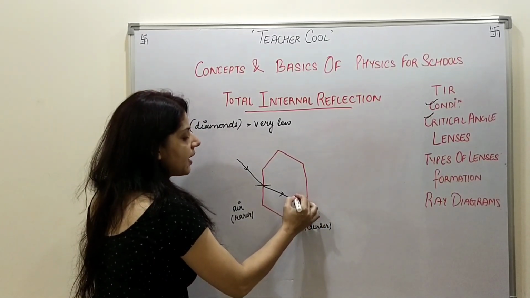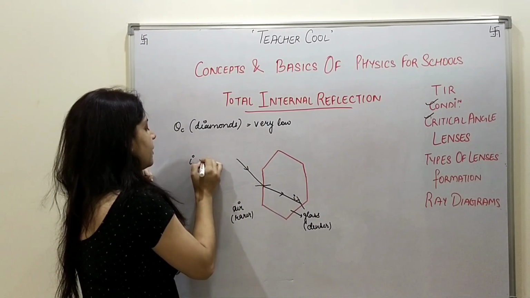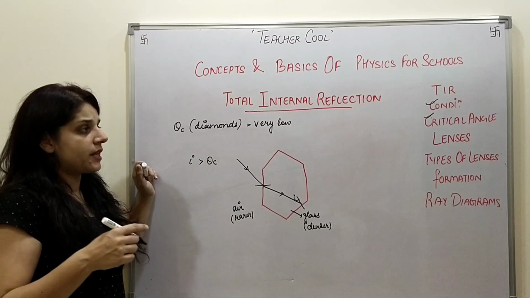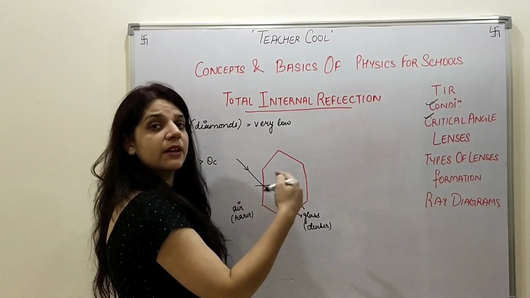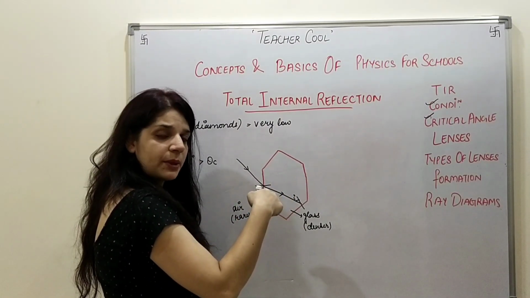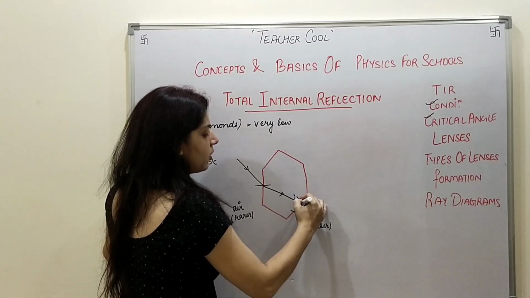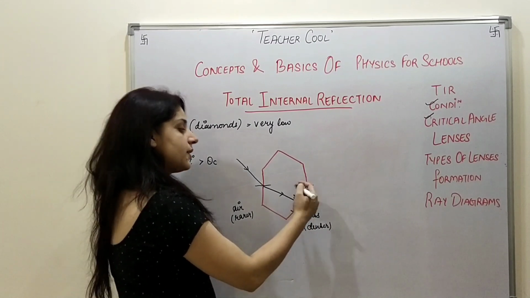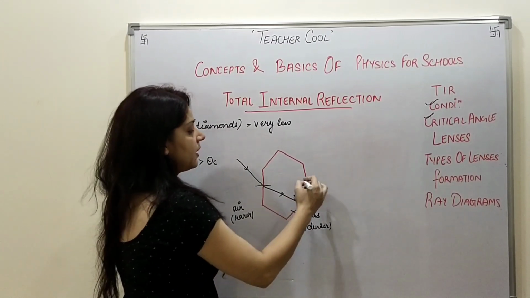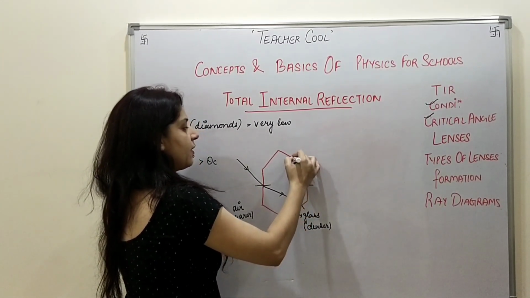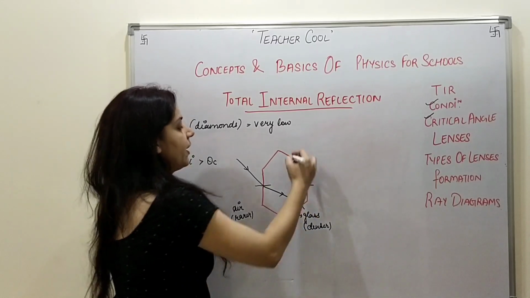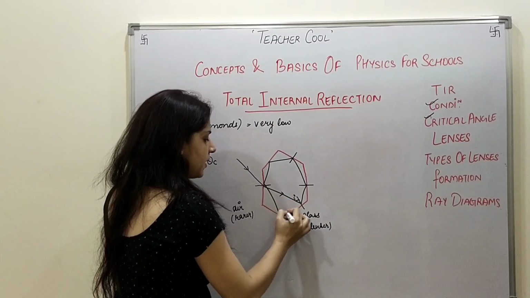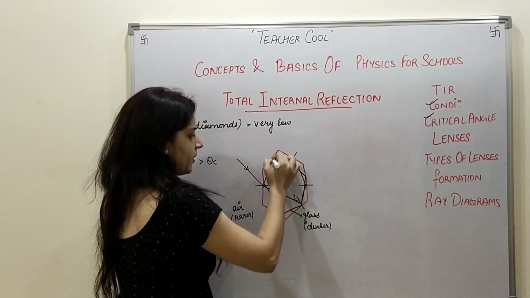Now we'll say this angle i will be greater than theta c, the critical angle, which says the complete ray will get reflected inside the denser medium only. So following the law of reflection, we'll draw like this. Again we'll draw the normal. This angle is again greater than theta c, so it will again get reflected completely. Here also we'll draw the normal. This way, and this way, and so on.